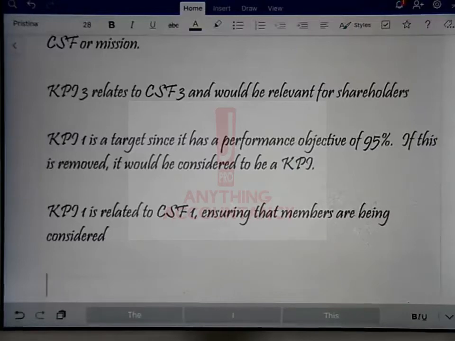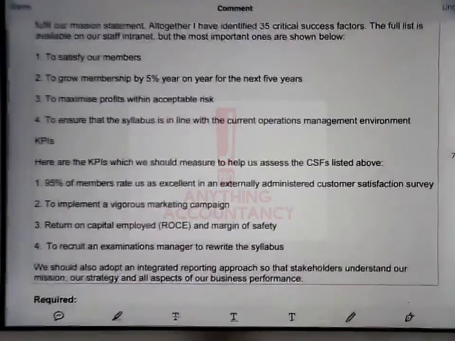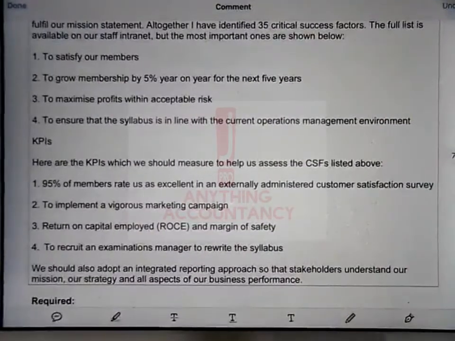I've already done KPI 1 and 3. Can you do KPI 2 and 4? Yes. What do you think about KPI 2?